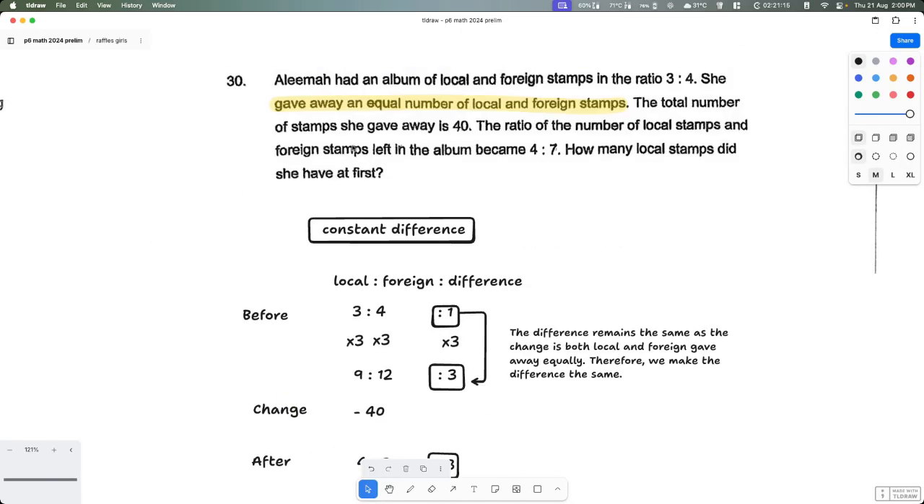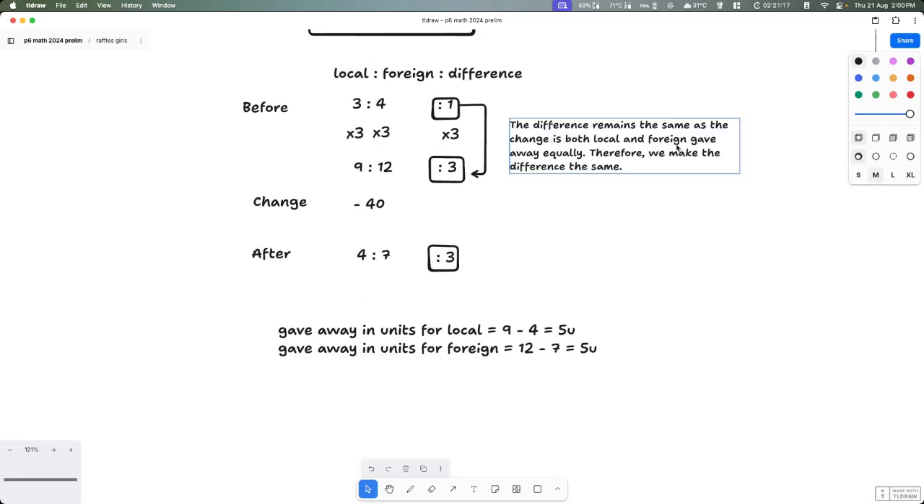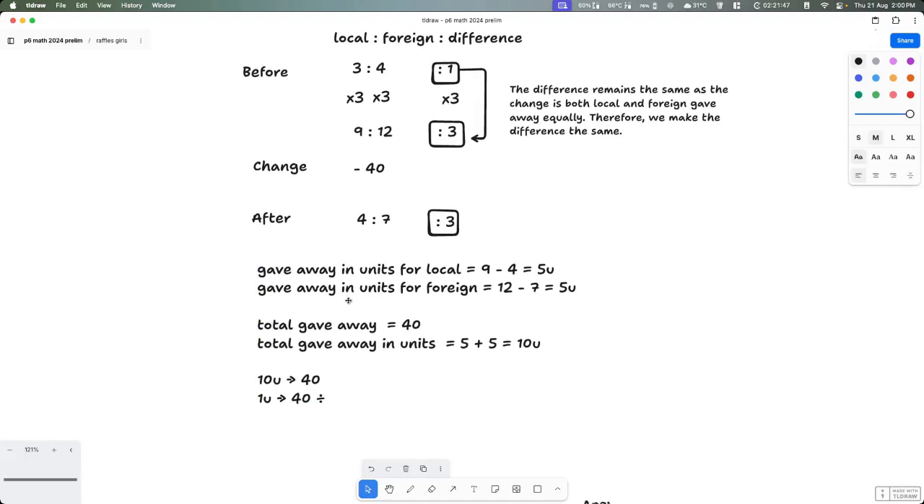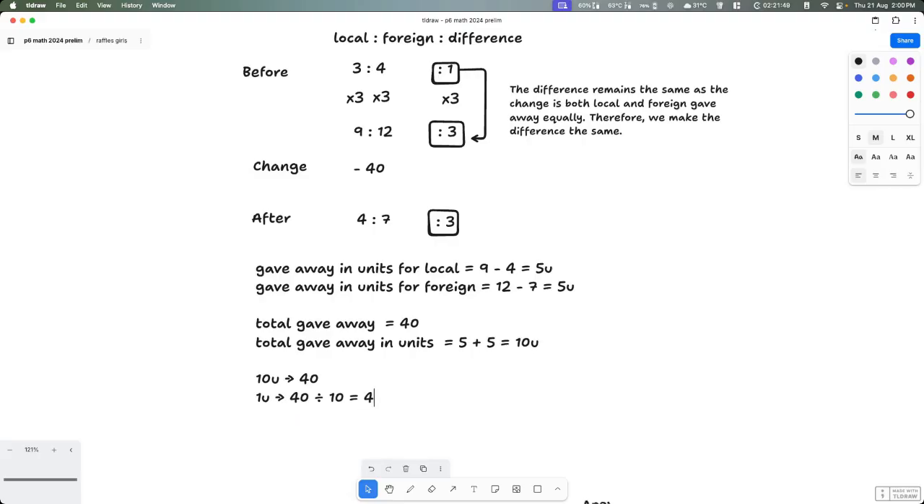So the stamps she gave away total is 10 units, right? Total gave away is equal to 40, and by units, 5 plus 5 is 10 units. So 10 units is equal to 40. So 1 unit is equal to 40 divided by 10, equal to 4.